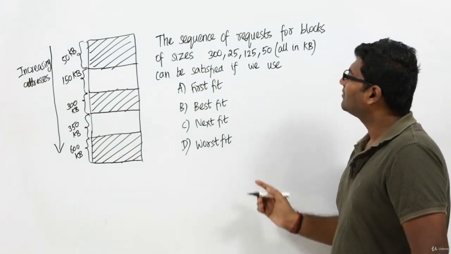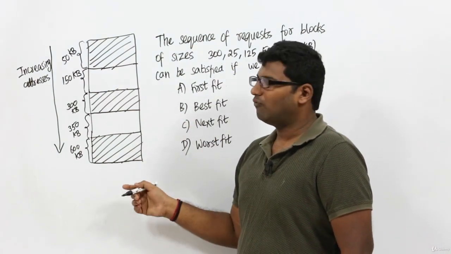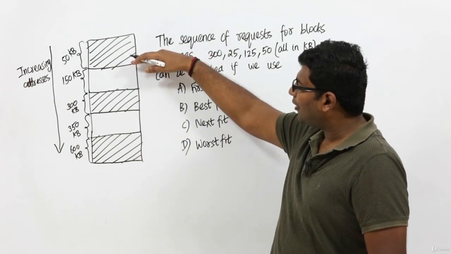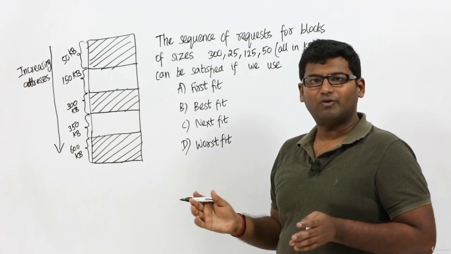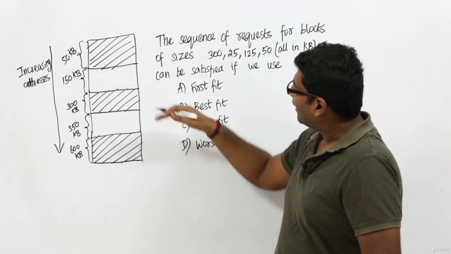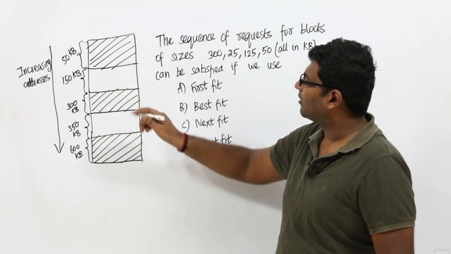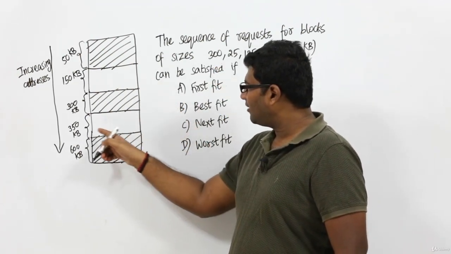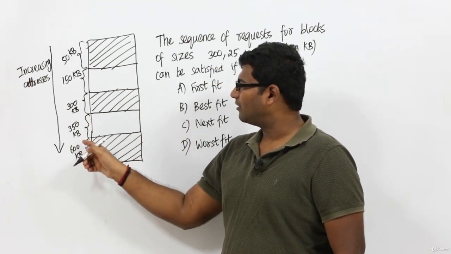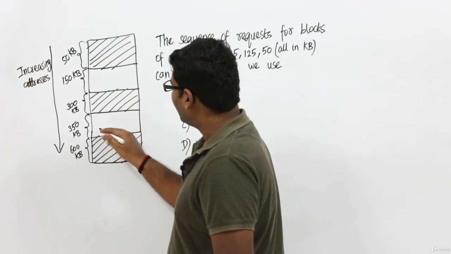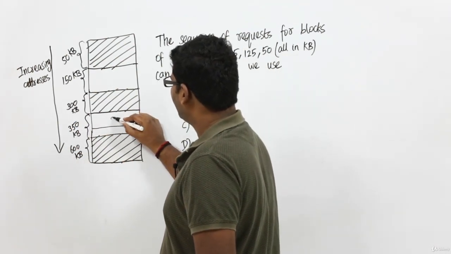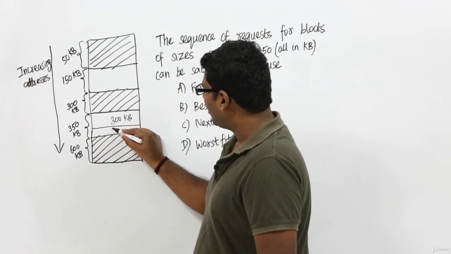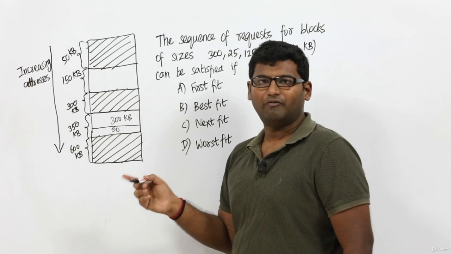Whenever a 300 KB process comes into the RAM, what will we do? We will start scanning the RAM from the first in order to find a hole big enough to hold this 300 KB process. We start here. We cannot occupy it here because 150 KB is less than 300 KB. So we come here, find a 350 KB hole, and allocate our 300 KB process over here. We are left with a hole of 50 KB.